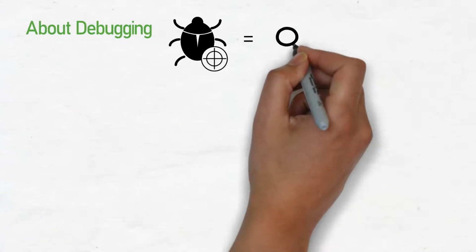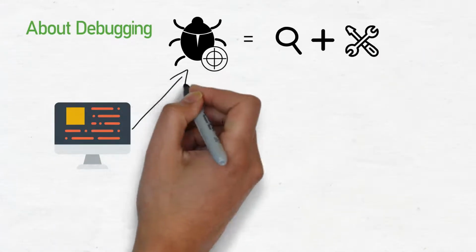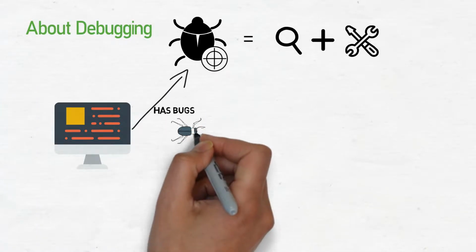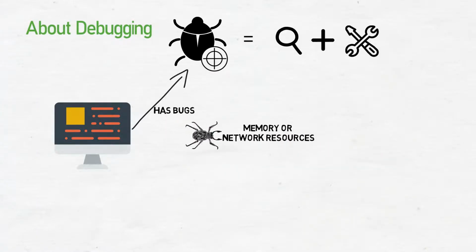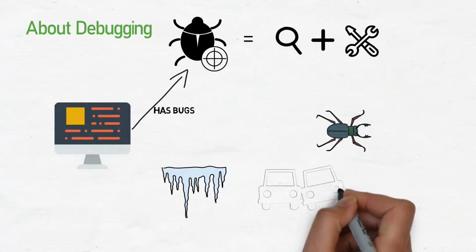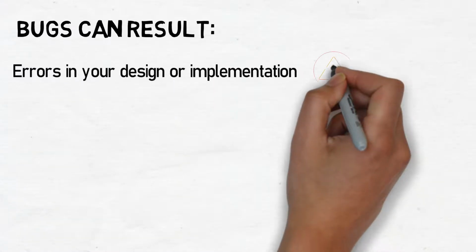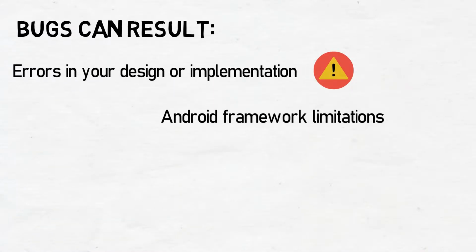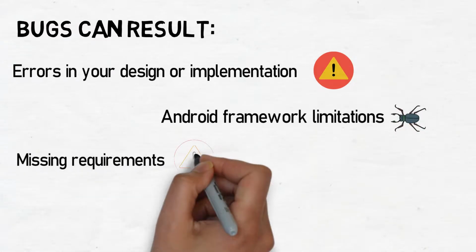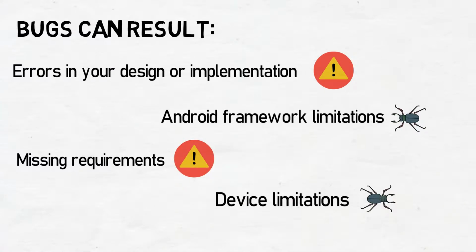Debugging is the process of finding and fixing errors, bugs or unexpected behavior in your code. All code has bugs, from incorrect behavior in your app to behavior that excessively consumes memory or network resources to actual app freezing or crashing. Bugs can result for many reasons: errors in your design or implementation, Android framework limitations or bugs, missing requirements or assumptions for how the app should work, device limitations or bugs.